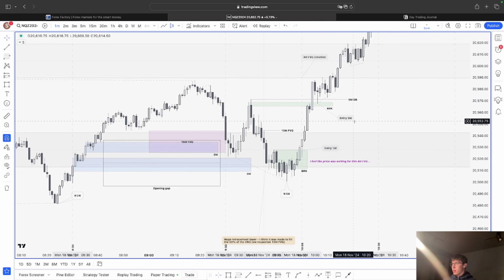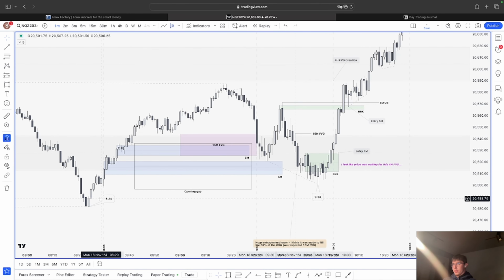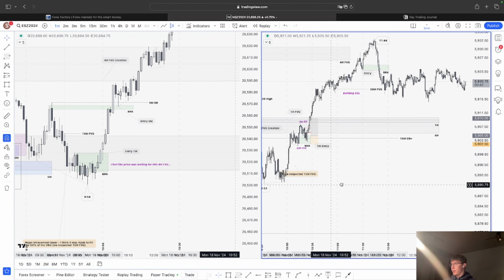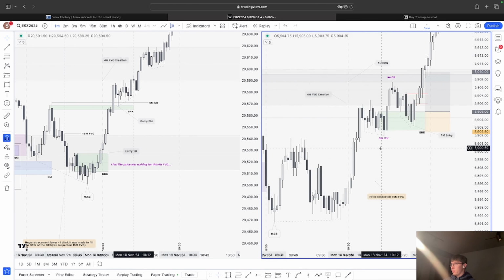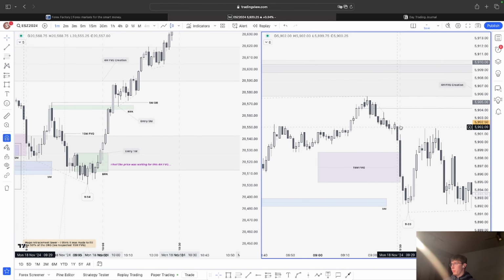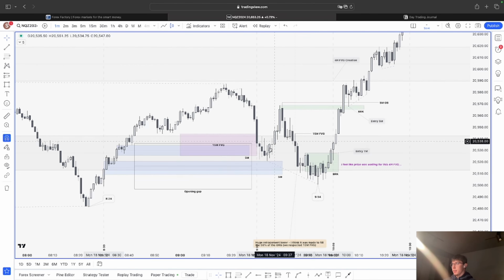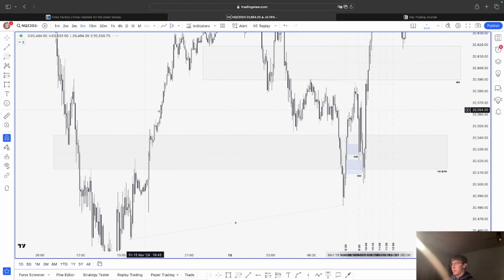So 9:30 here, price didn't manipulate, so I was looking for a manipulation at 9:30. We manipulated, then we went higher, so I was thinking that this was already a manipulation, and I was looking for a breaker to form right here, but price respected this FVG. There was also a 5-minute breaker.